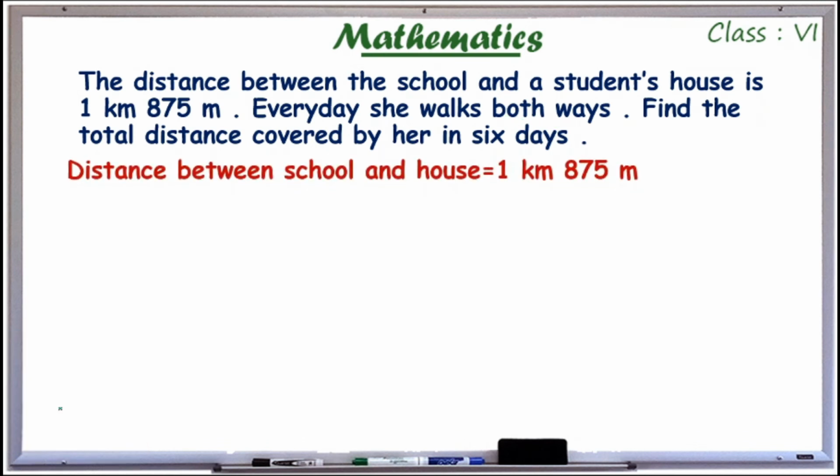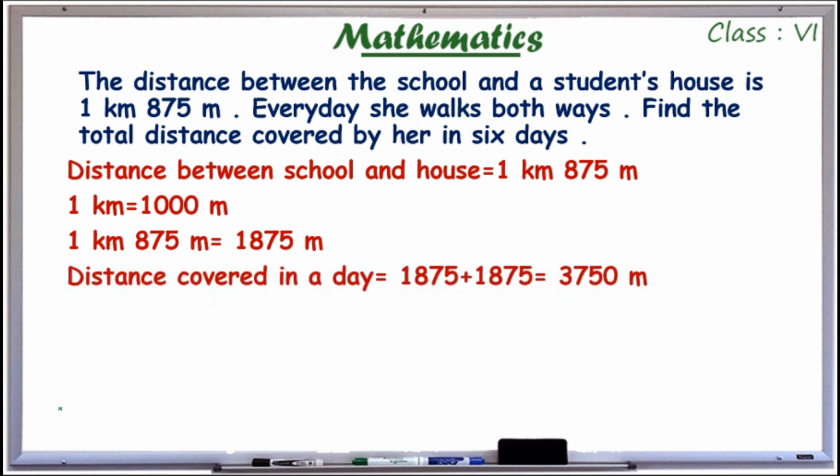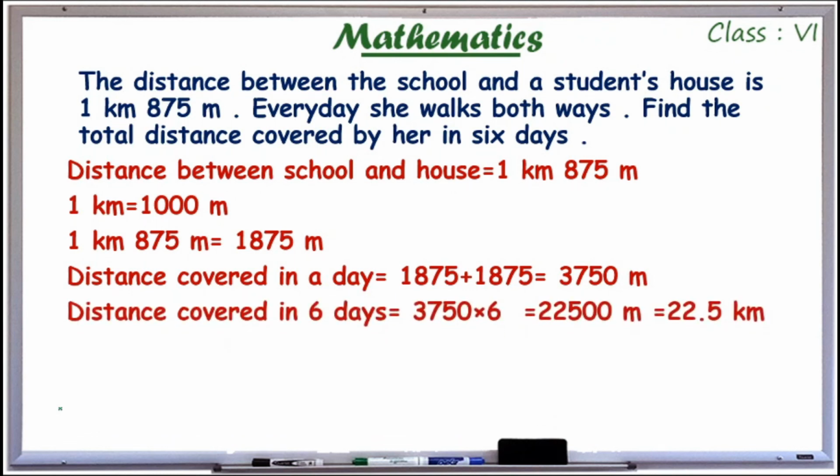So repeating once more, the distance between school and house is 1 kilometer 875 meter. 1 kilometer is equal to 1000 meter. So we are converting into meter, then both ways she has to walk, so a total of 3750 meter, and distance covered in 6 days we have to multiply it by 6 and we have to convert it into kilometer.